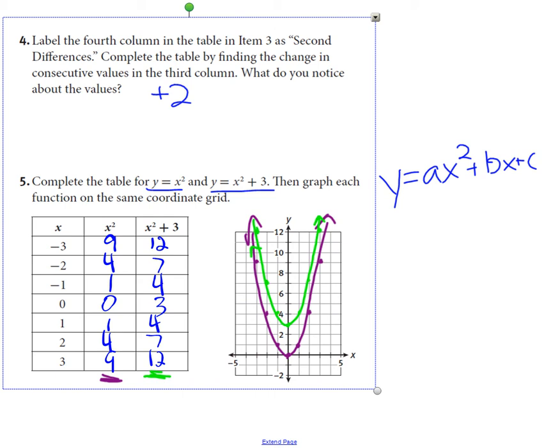Can we get an idea how C affects our parabola? So C controls the vertex, how far up or down it goes. So that gives us part of our information. Now we know, looking at our equation, which way it's going to open, and we also know about how far up or down our vertex will be. What do we still not know?